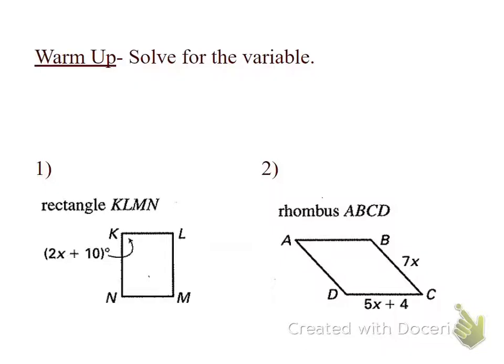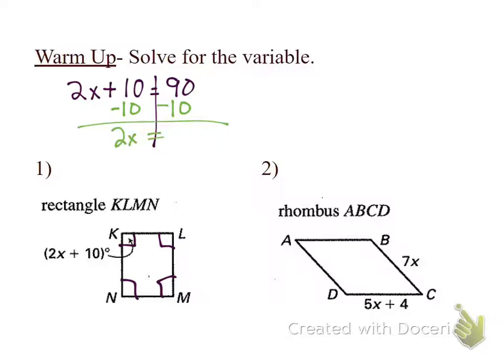This is lesson 6.5. It says to solve for the variable. What do we know about every angle in a rectangle? It's 90 degrees. So what is my equation going to be, Daisha? Good. 2x plus 10 equals 90. Now what? Good. Subtract 10. Perfect. X equals 40. Questions on that one for me?